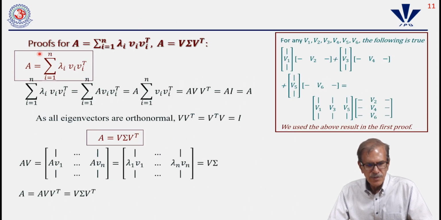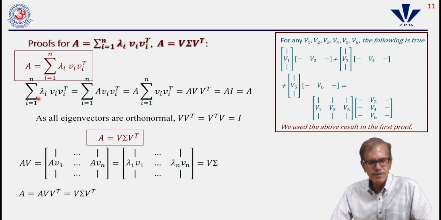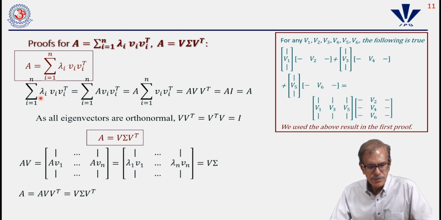Okay. So we mentioned in the spectral theorem that a matrix A can be expressed like this. It's easy to verify when you start from the right-hand side. The right-hand side is the sum over all the eigenvalues times the corresponding eigenvector and its transpose. But you see that lambda i vi is actually the matrix A times vi. So we write lambda i vi as A vi.